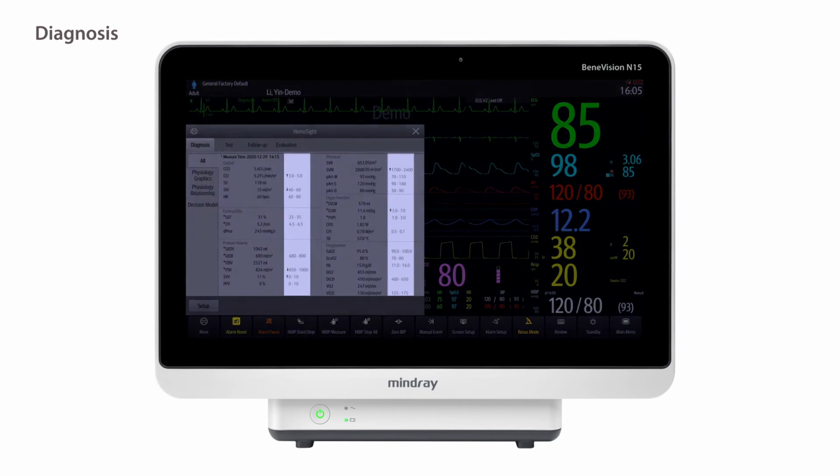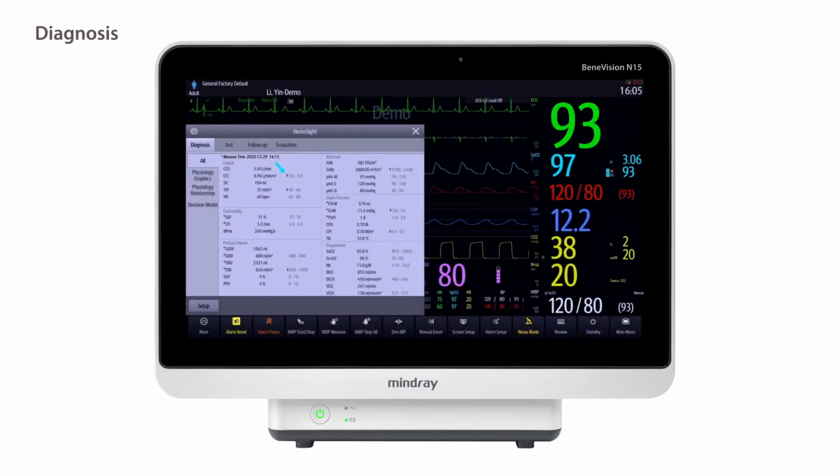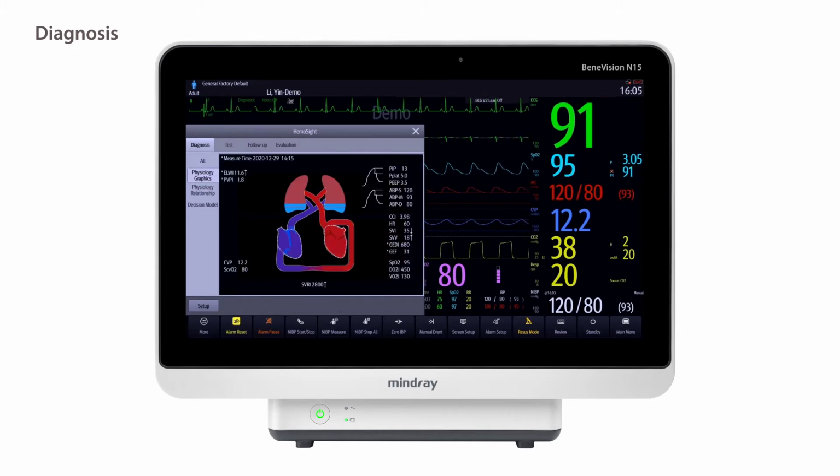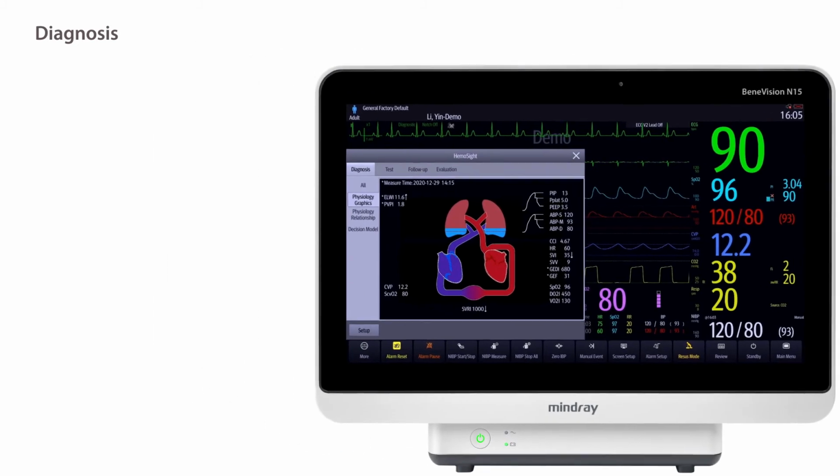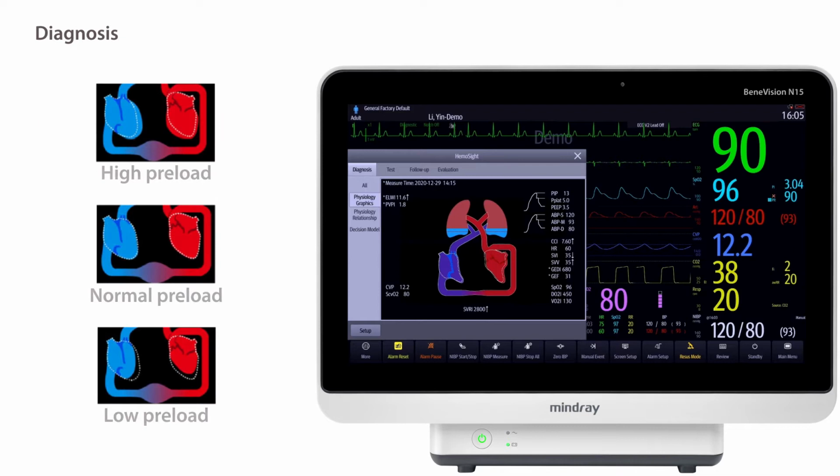The normal ranges are presented beside the parameter values as references. Besides, an up or down arrow helps intuitively indicate whether the parameter value exceeds its limit. The physiological graphic displays monitored parameters using animation, which gives a visual representation of the interactions between the heart, lung, and vascular system. During diastole, the dotted line marks the normal end diastolic volume status. The heart size in diastole indicates the preload status.